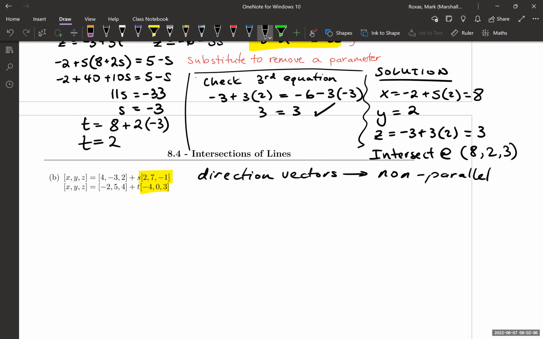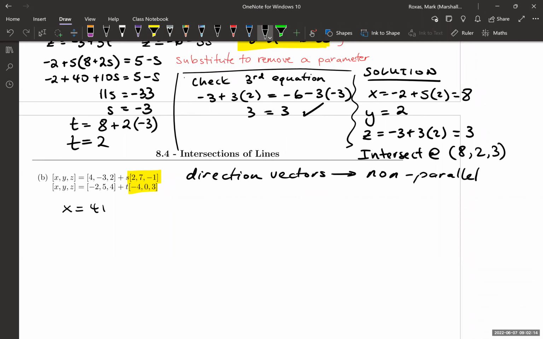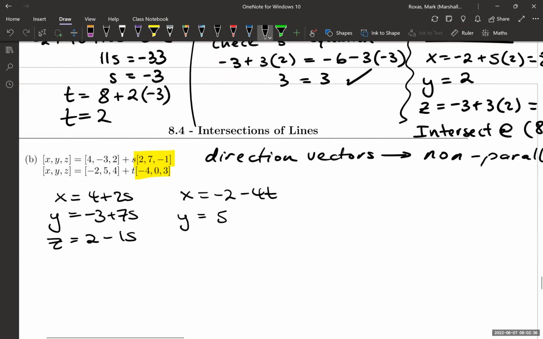So I start off again by writing the parametric equations. So I'm going to write here x equals 4 plus 2s, y equals -3 plus 7s, z equals 2 minus 1s, and then we have x equals, for the second equation, -2 minus 4t, y equals 5 plus 0t. I'm just going to write that as 5. And then z equals 4 plus 3t. So there is my set of parametric equations.